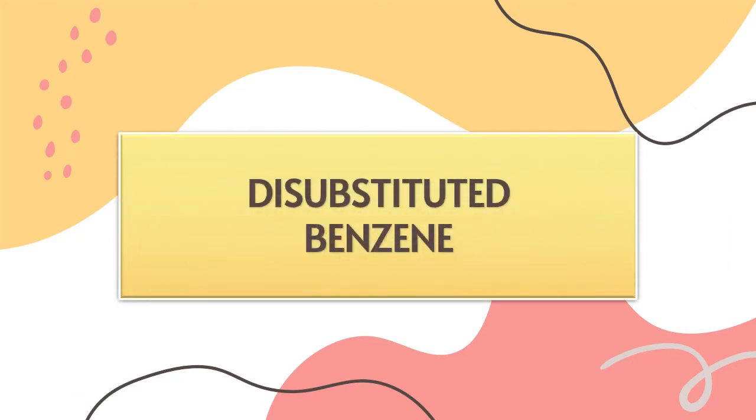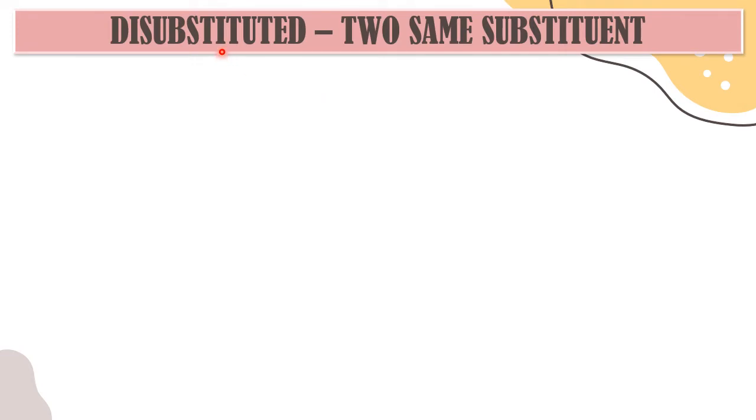Now, let's move on to the next one. We're going to look at disubstituted benzene. For this disubstituted benzene, we're going to look at 2 different examples. The first one, we're going to look at disubstituted benzene with 2 same substituents. So how are we going to name a benzene that has 2 same substituents?